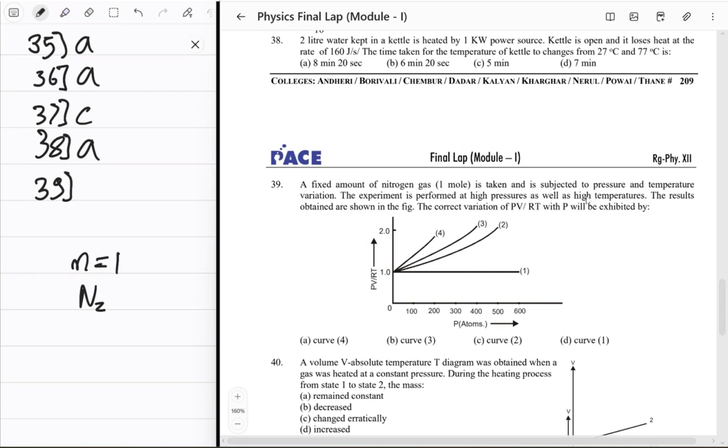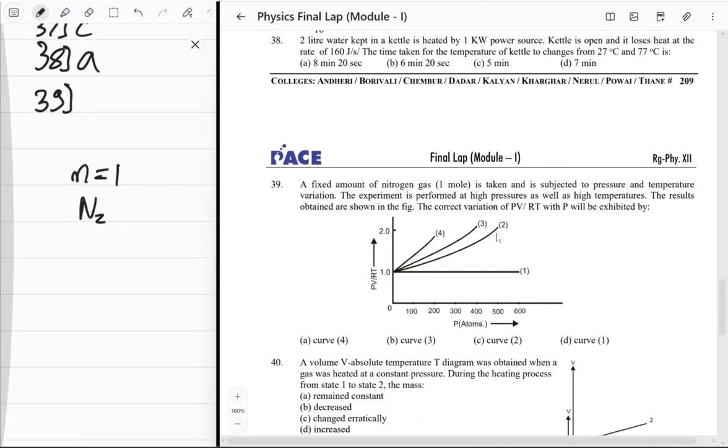High pressures as well as high temperatures. High pressures, that means V minus B will come in, right? Interesting. As well as high temperature. This is very weird. Curve 4, curve 3, curve 2. We want what is P upon RT, right? Nitrogen is almost 1, but it changes, right? How do you know how it would change?